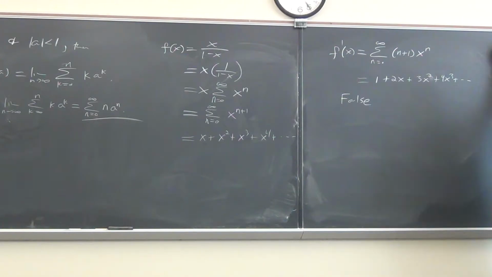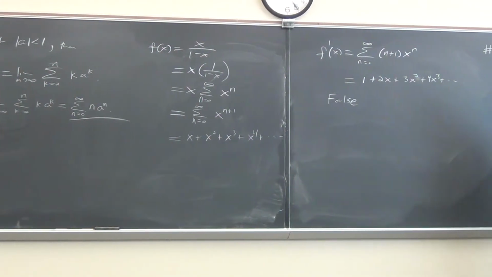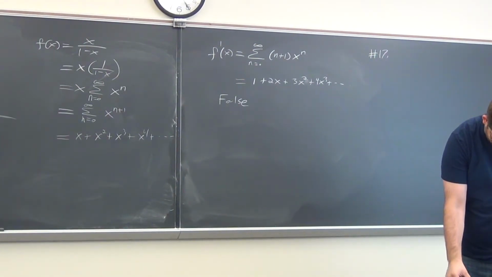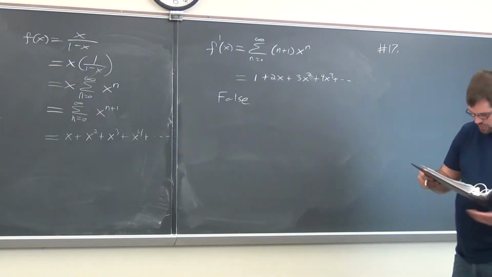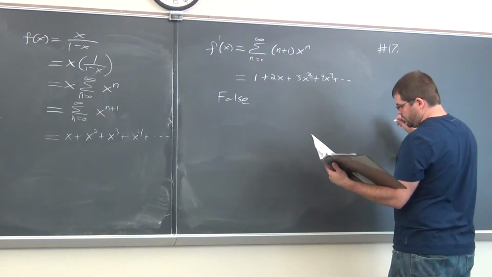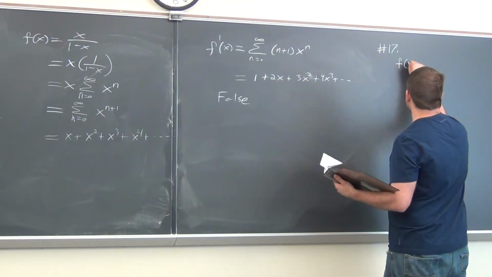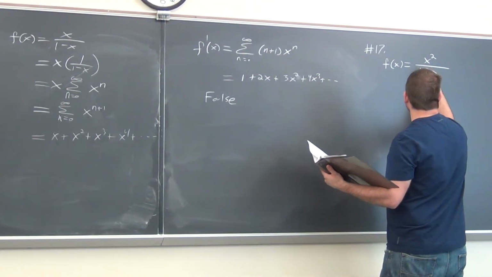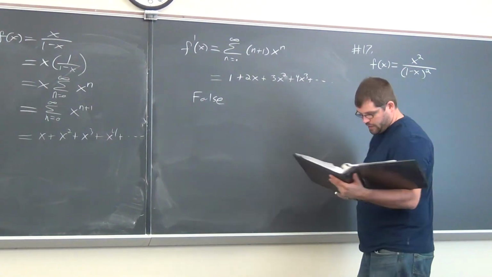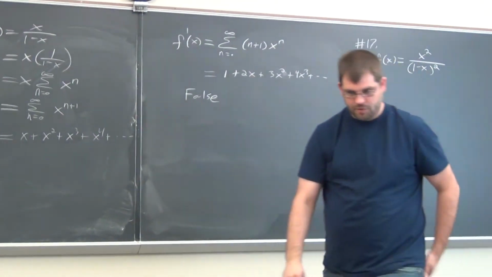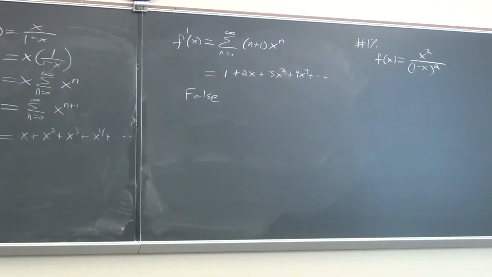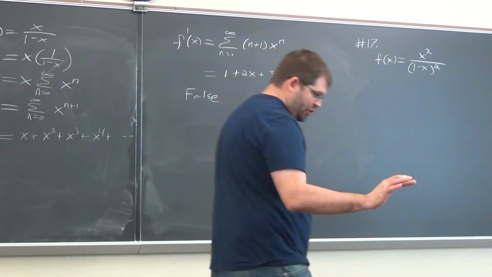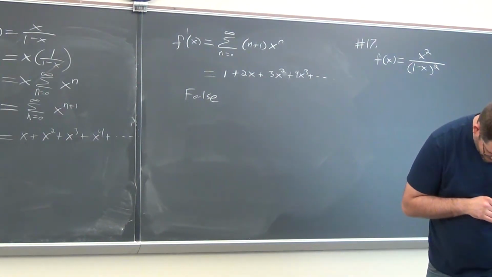All right. So 17. This time it says use differentiation of a geometric series as appropriate to find a power series representation for the function. Here's the function f of x equals x squared over 1 minus x squared. You're supposed to find a power series for that using, well, it says integration or differentiation, or just says use differentiation.